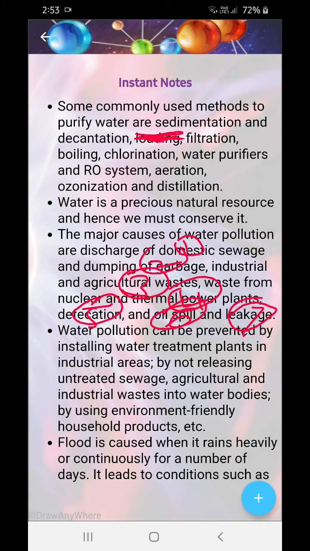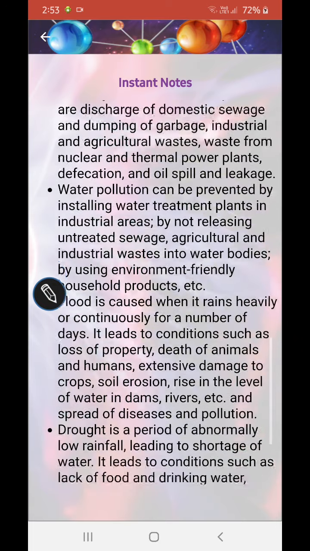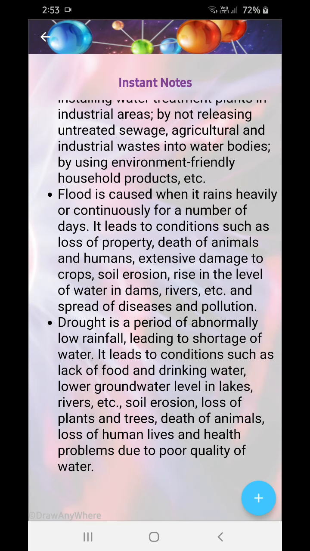Flood is caused when it rains heavily or continuously for a number of days. It leads to conditions such as loss of property; these are the effects of flood: death of animals and humans, extensive damage of crops, soil erosion, rise in the water level in dams, rivers, etc., spread of diseases and pollution. When there is water to a greater extent there is a problem, which is flood, and when there is water to a low extent there is drought, which is a very, very problematic thing. Drought is a period of abnormally low rain leading to shortage of water.